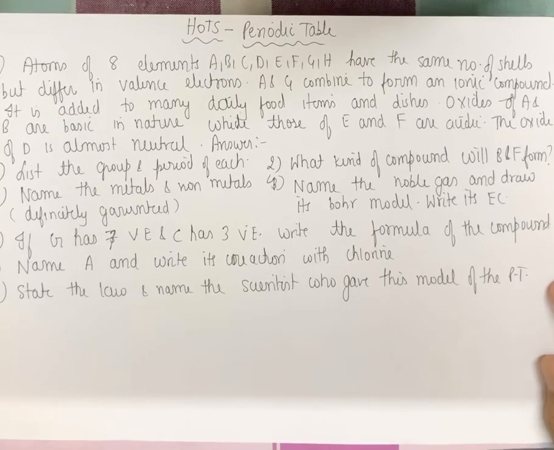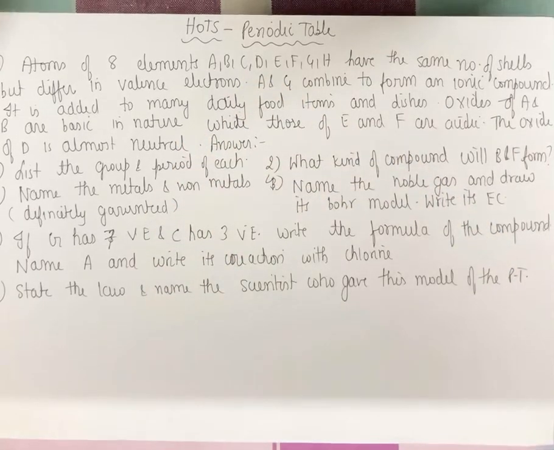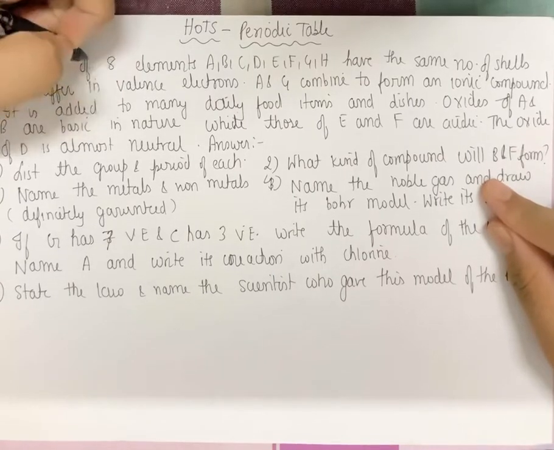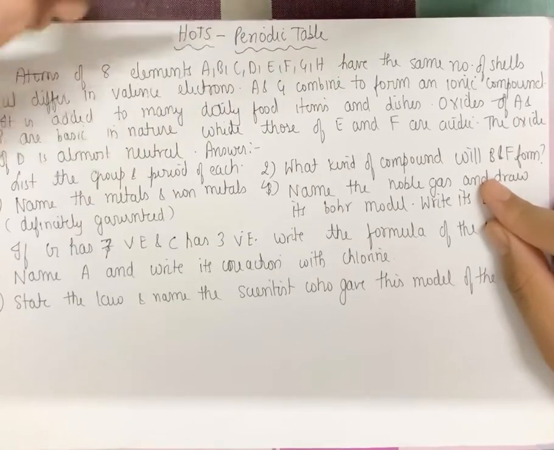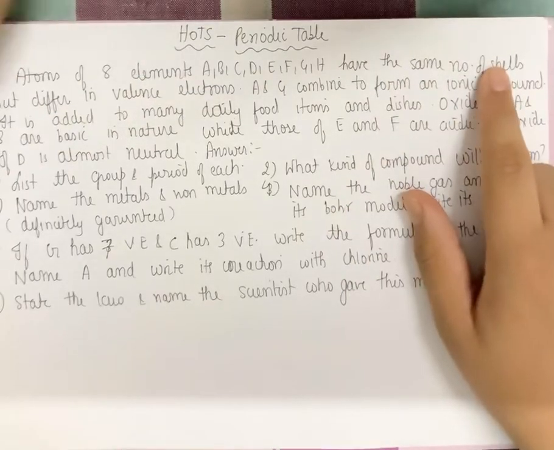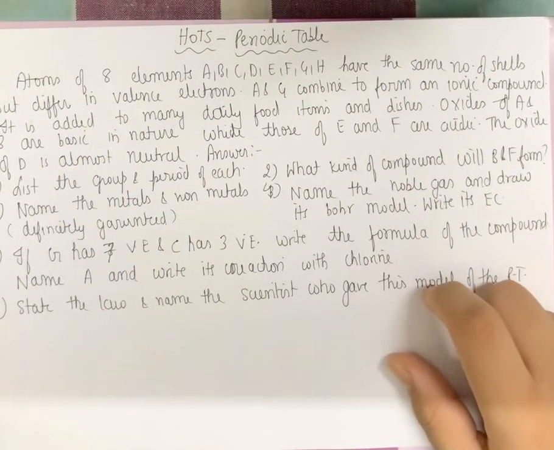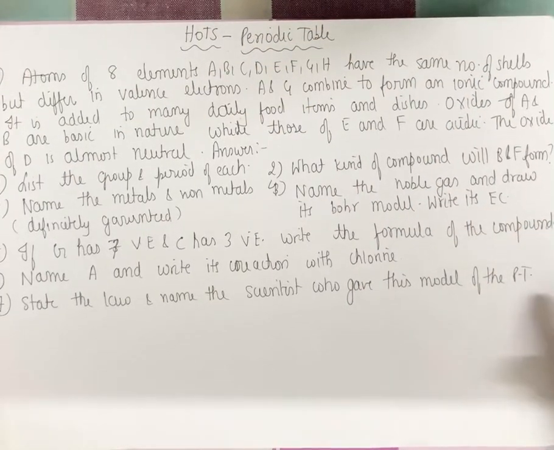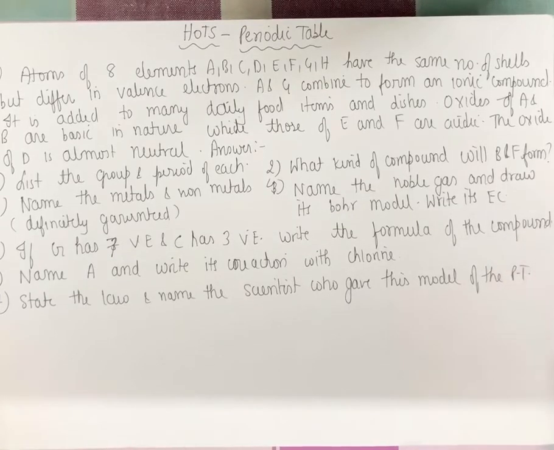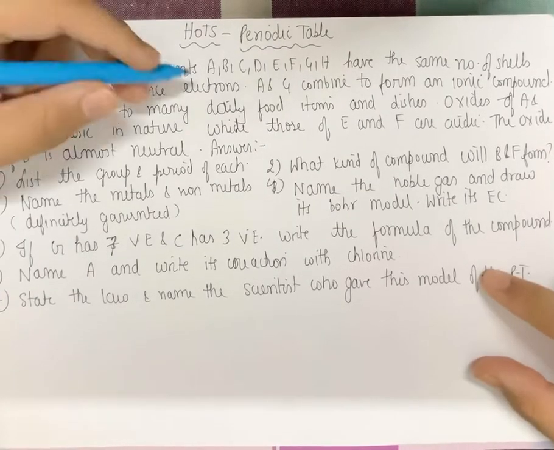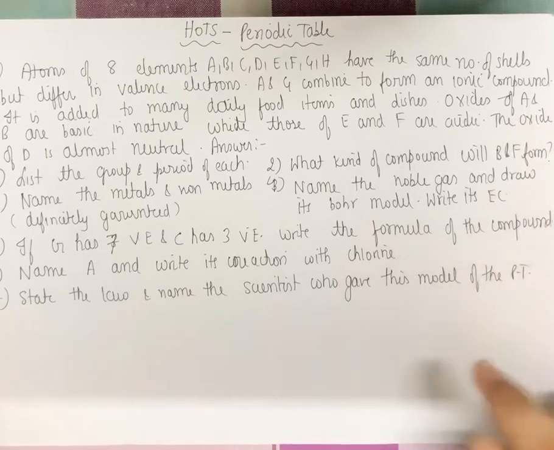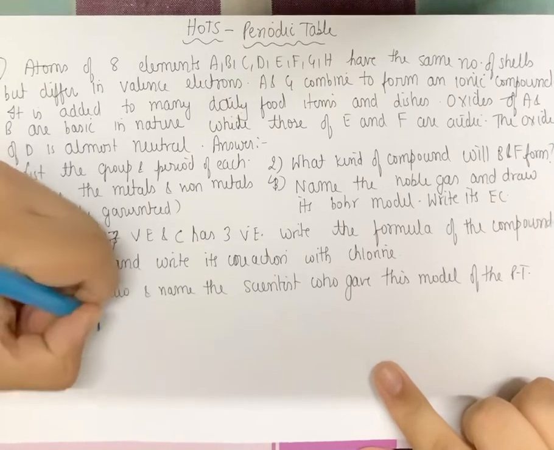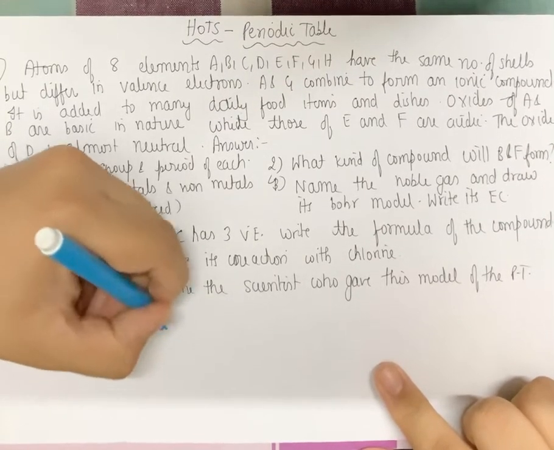Answer the following. Now let me explain the whole question and all the answers from this question only. The first thing given is that there are atoms of 8 elements, A to H, and they have the same number of shells. That means they have the same period, since the number of shells determines the period. But they differ in valence electrons, which means they differ in group. So, same period, different group.